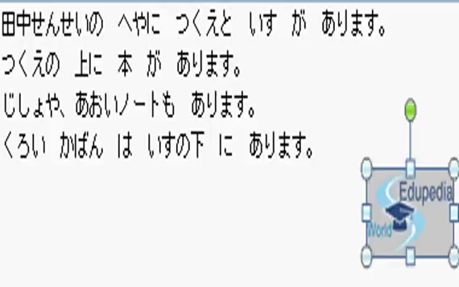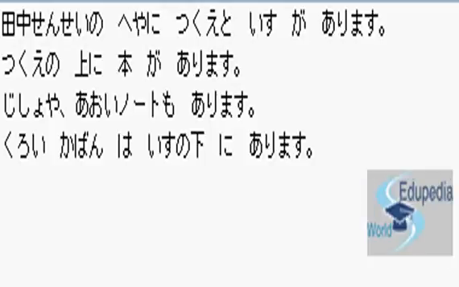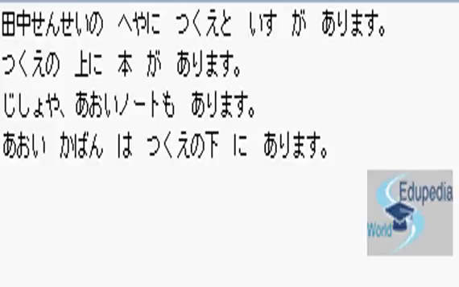The last sentence is kuroi kaban wa isu no shita ni arimasu. I'm sorry, it's not kuroi, it's aoi kaban. So it's aoi kaban wa isu no shita ni arimasu. Yeah, I've corrected the last sentence. Aoi kaban wa tsukue no shita ni arimasu. The blue bag is under the table.